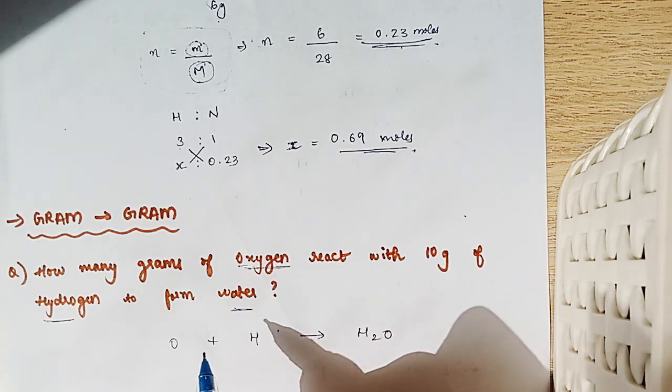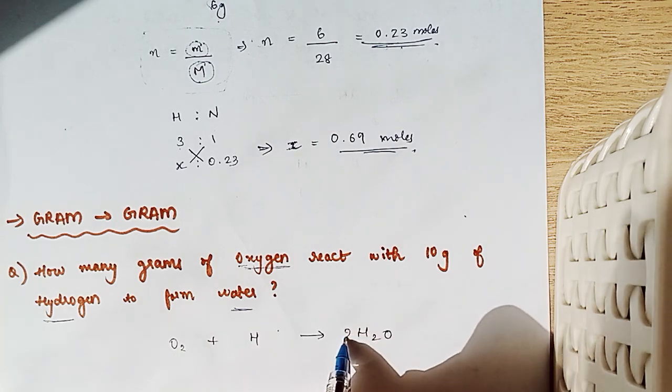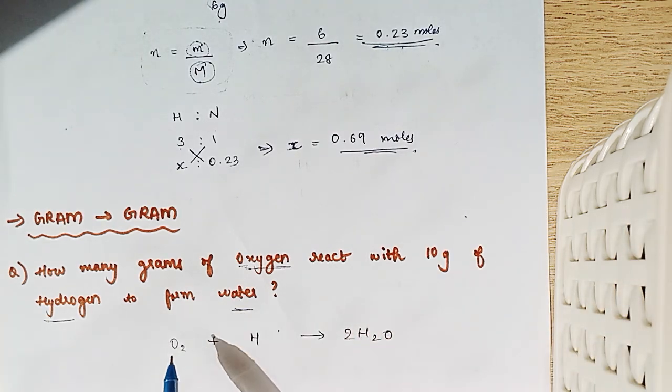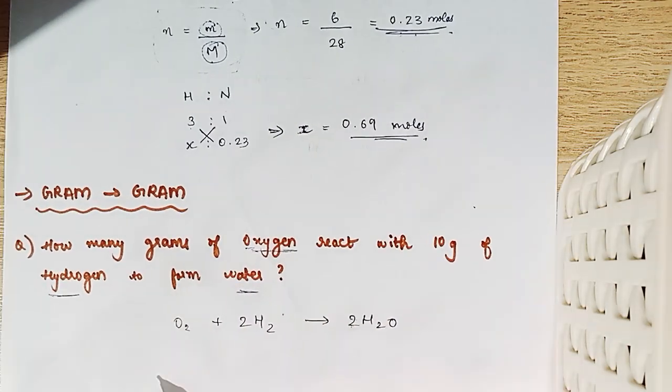Now balance it out. I told you O cannot stay on its own. So add 2 here to balance oxygen on this side and this side. Again, there are 4 hydrogens here, whereas only 1 hydrogen here. So balanced out like this. So this is the balanced equation.